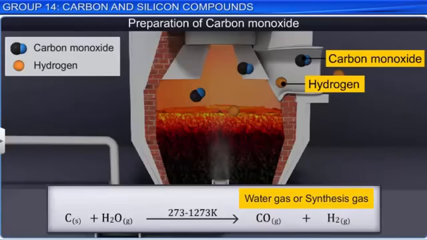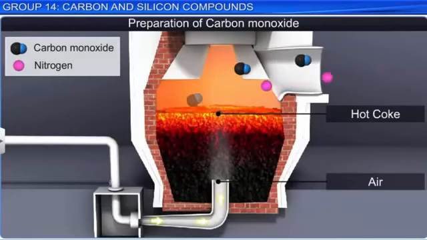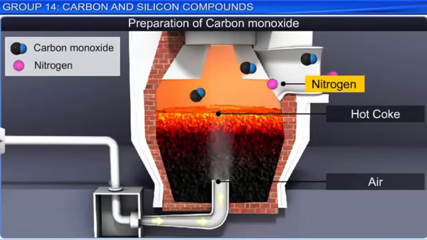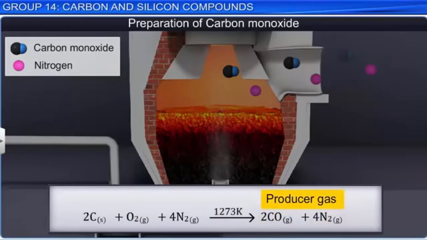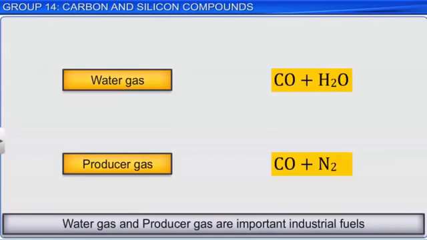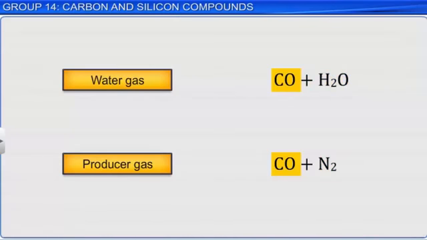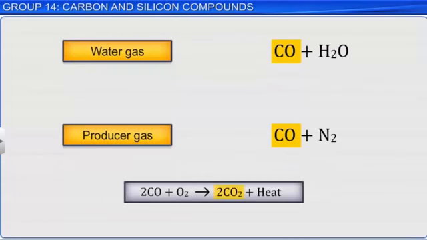If air is passed over hot coke, nitrogen is produced along with carbon monoxide. The resulting mixture of carbon monoxide and nitrogen is called producer gas. Water gas and producer gas are important industrial fuels. The carbon monoxide in these mixtures can undergo further combustion. This produces carbon dioxide and liberates a great amount of heat.